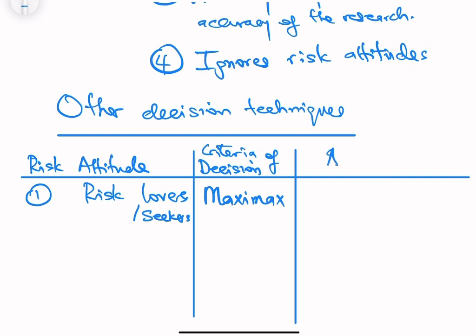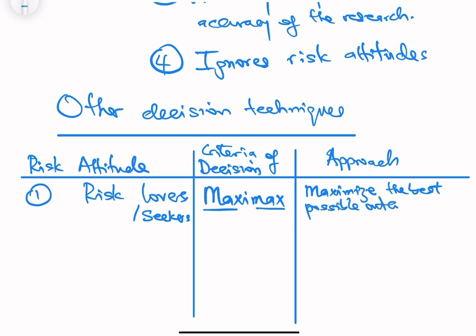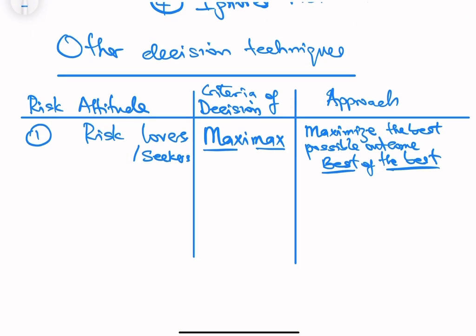So their approach, Maximax. They will want to maximize the best possible outcome. They don't care whether it's just a 0.0001% chance. Once it is the best outcome, that is what they are going for. They are risk takers. So they go for the best of the best. That is what they go for. And you will see when we look at an example soon.